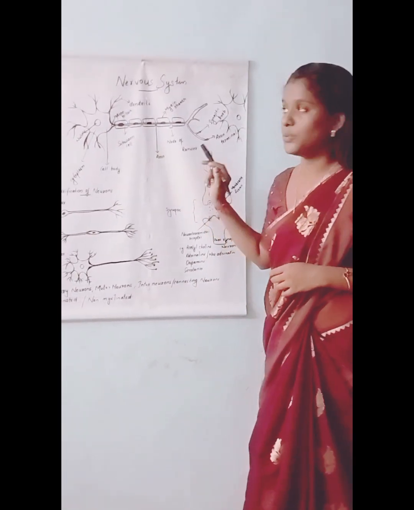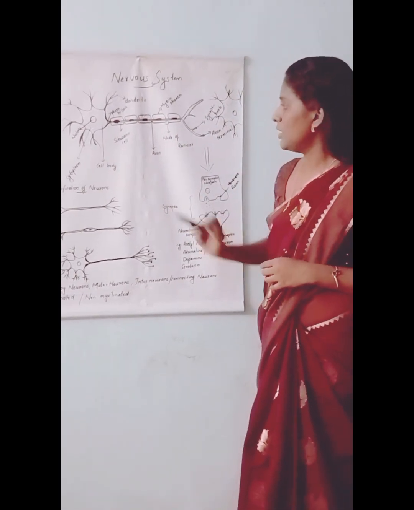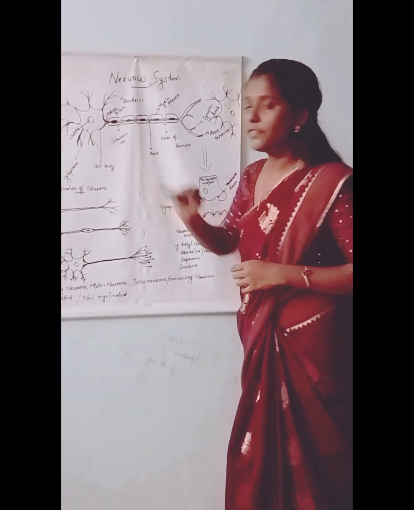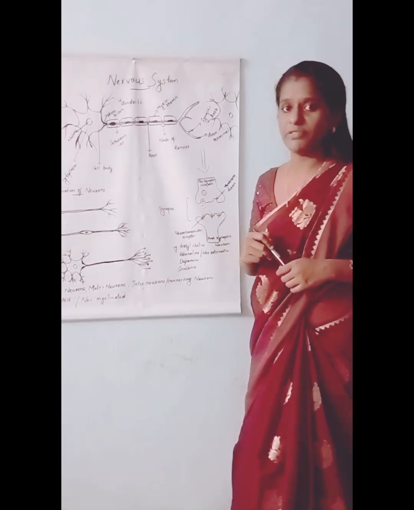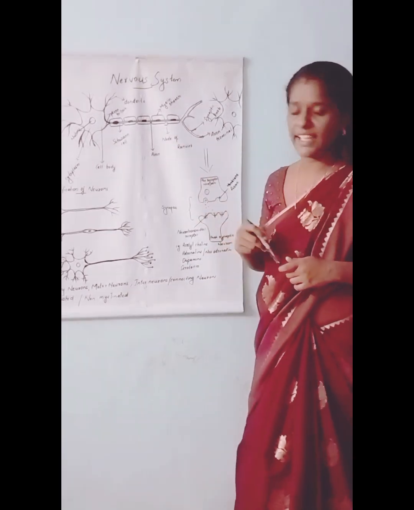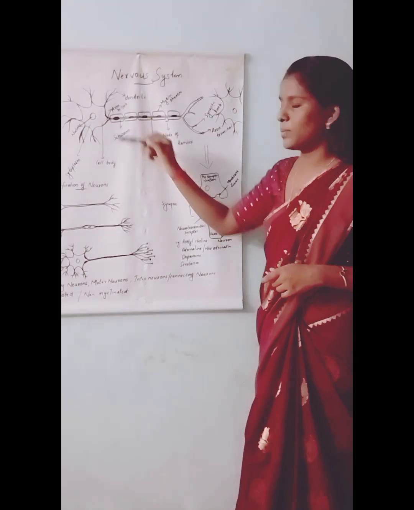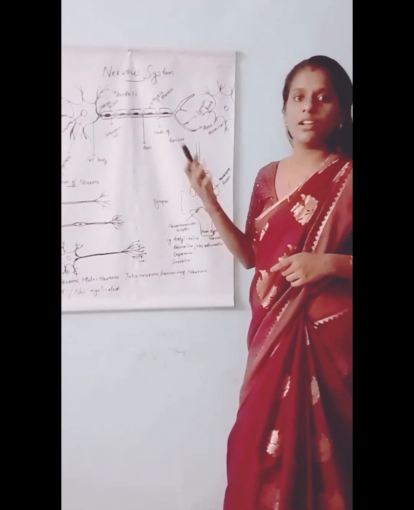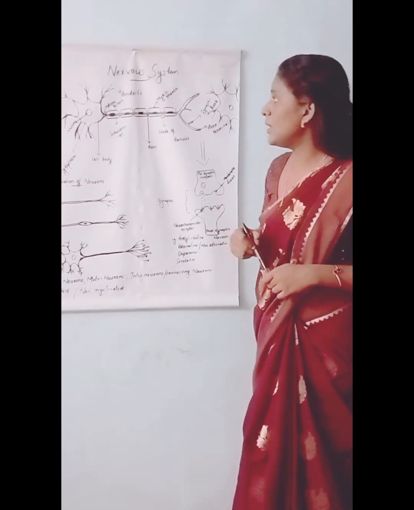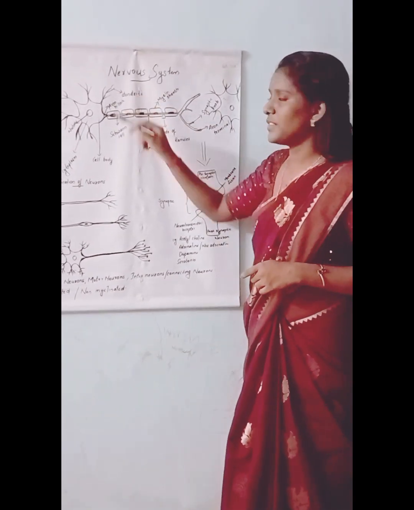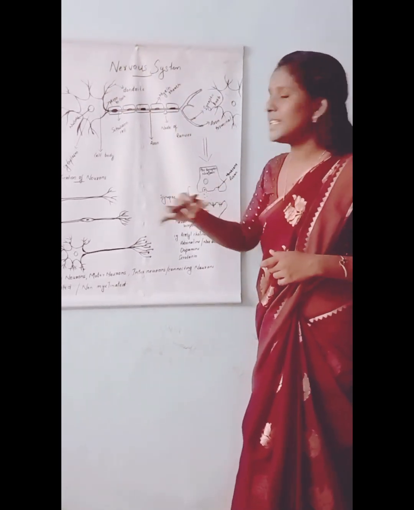This is the functional unit of the nervous system and it consists of a cell body. Okay. This cell body consists of the nucleus. We all know that the nucleus consists of genetic material like DNA, and around the nucleus we are able to see cytoplasm. The cytoplasm consists of other cell organelles. Okay. The branches that arise from the cell body are called dendrites. So the function of the dendrites is to carry impulses from the external environment to the cell body.